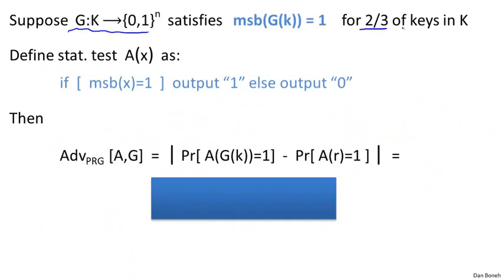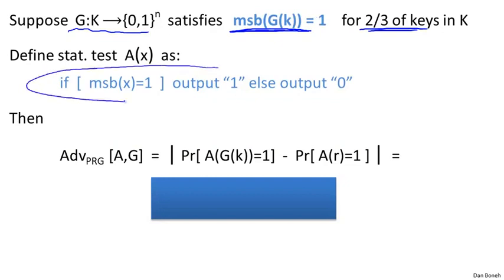It so happens that for 2/3 of the keys, the first bit of the output of the generator happens to be 1. So if I choose a random key, with probability 2/3 the generator will output 1 as its first bit. That's the property of the generator that we're looking at. Now let's look at the following statistical test.